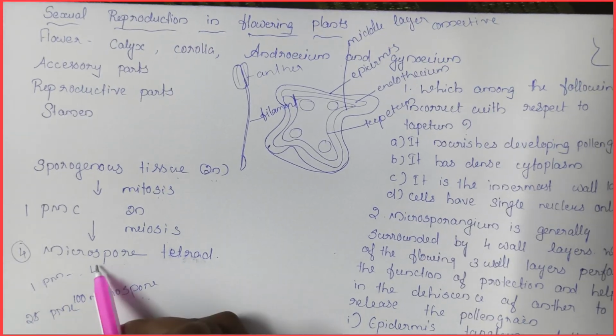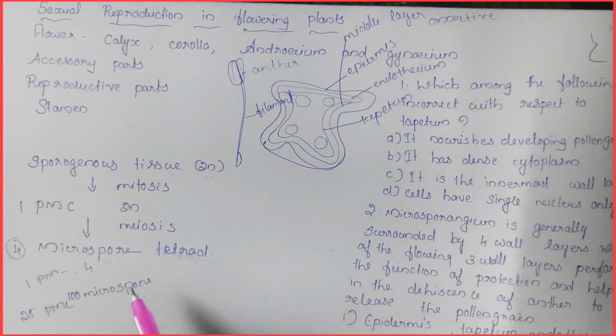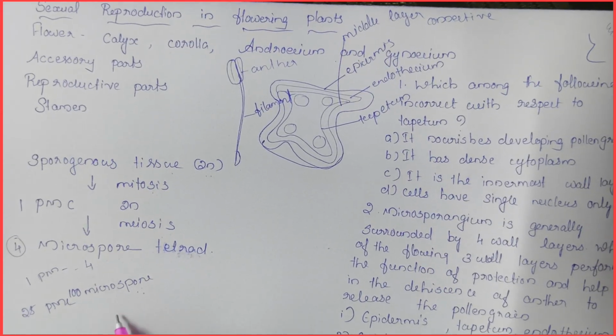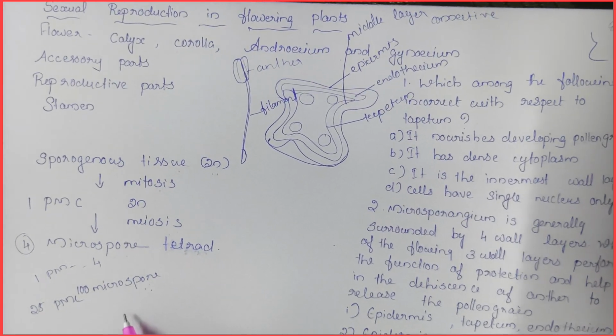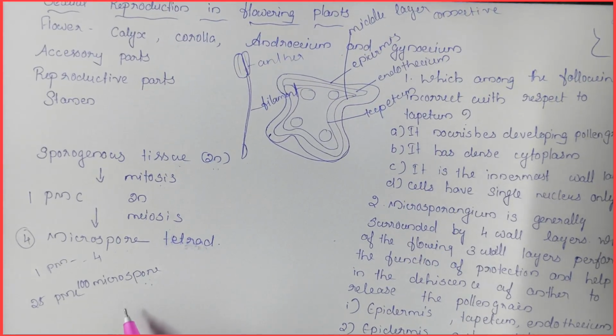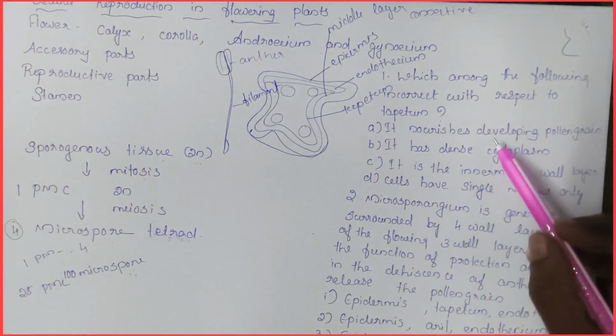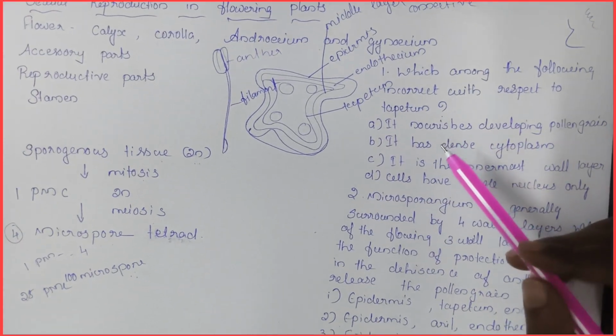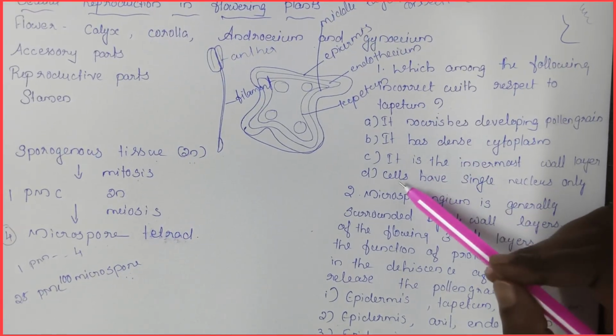Here you can understand that the microspore later develops as a pollen grain, and the pollen grain is called the male gametophyte. In the next video you can understand the structure and function of pollen grain. And here there are 2 possible NEET questions on the structure of the stamen that we have discussed in this video.